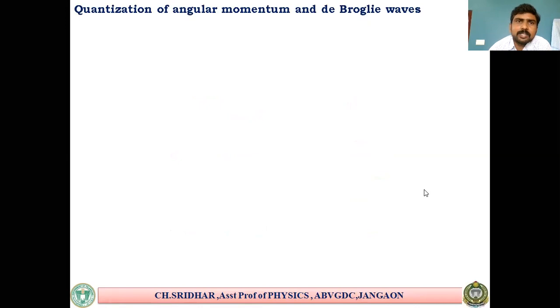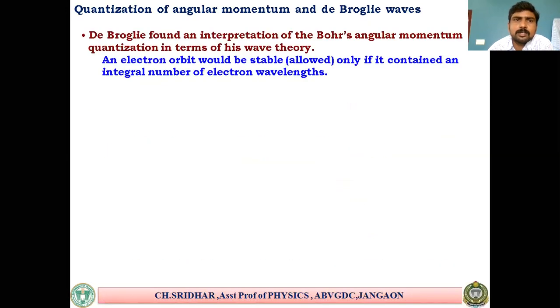So from that we can explain the quantization of angular momentum from de Broglie's law. De Broglie found an interpretation of Bohr's angular momentum quantization in terms of his wave theory. An electron orbit would be stable only if it contained an integral number of electron wavelengths.